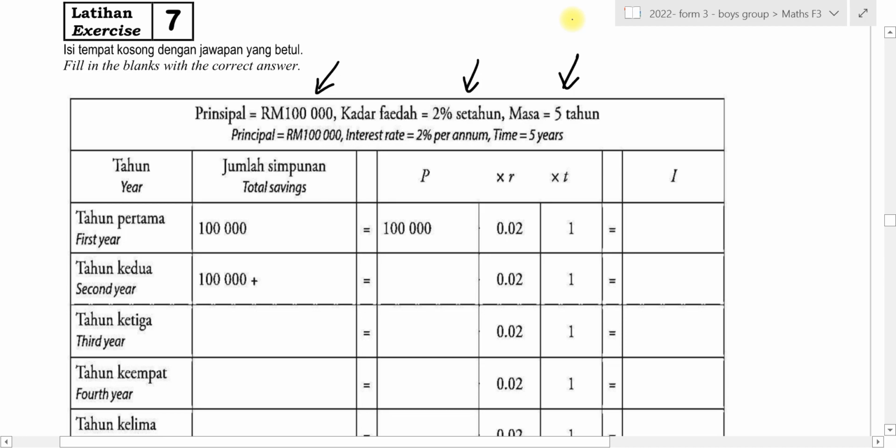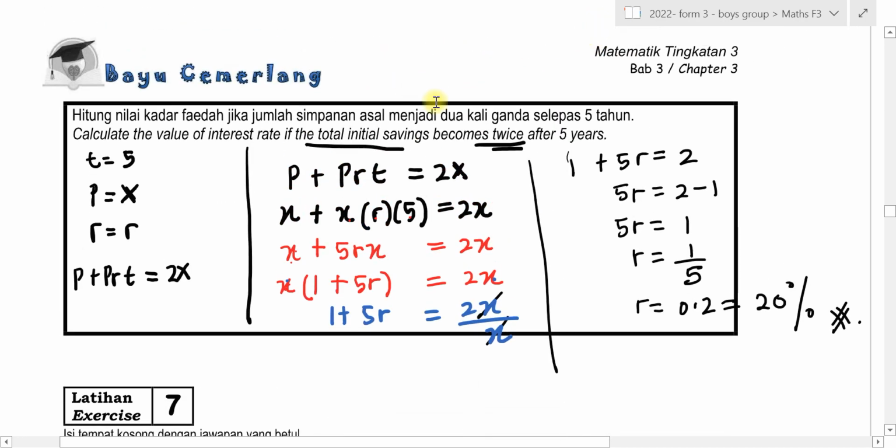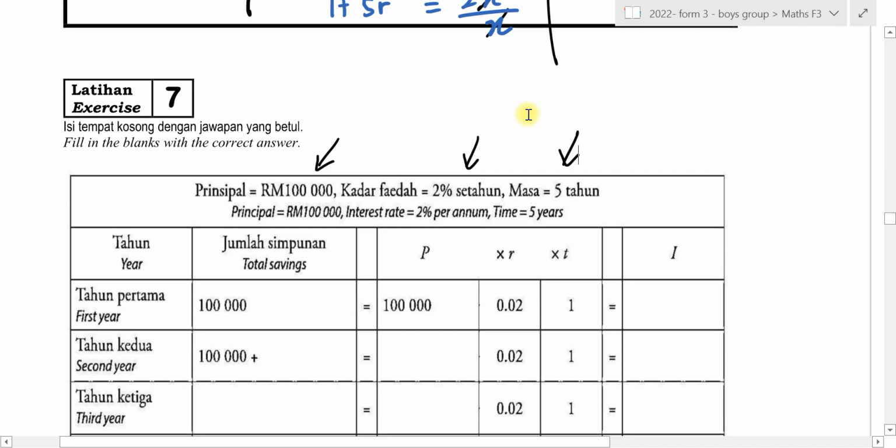Okay, compound interest. Okay, simple interest is like this. Simple interest, every year the interest won't change. Every year the interest won't change. Let's say the first year you get 100 ringgit interest. Second year you get 100 also. Third year you get 100 also. Okay, let's say you simpan 10,000. So every year 100 only. This is what the simple interest can offer you.